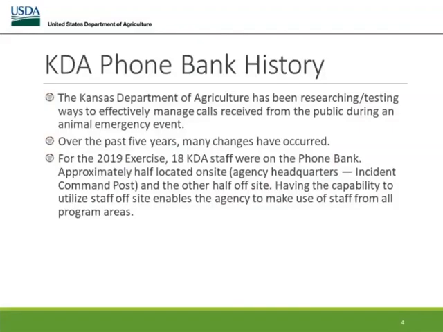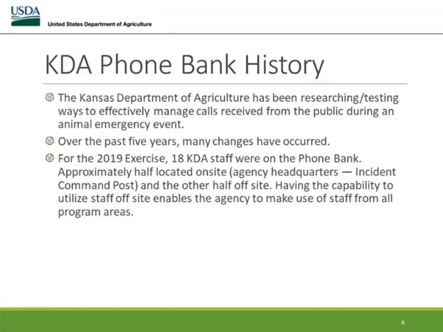To provide a little history on our phone bank, the Department of Agriculture has been researching and testing effective and efficient ways to manage our phone calls from the public during an actual event. We have practiced this over the last 5 years in the state of Kansas, and there have been many changes, from starting out with "this is not going to work, we're going to shut it down after the first day," to "okay, we've got things under control, now what can we do to really find the most robust opportunity to secure information from callers from the state of Kansas."